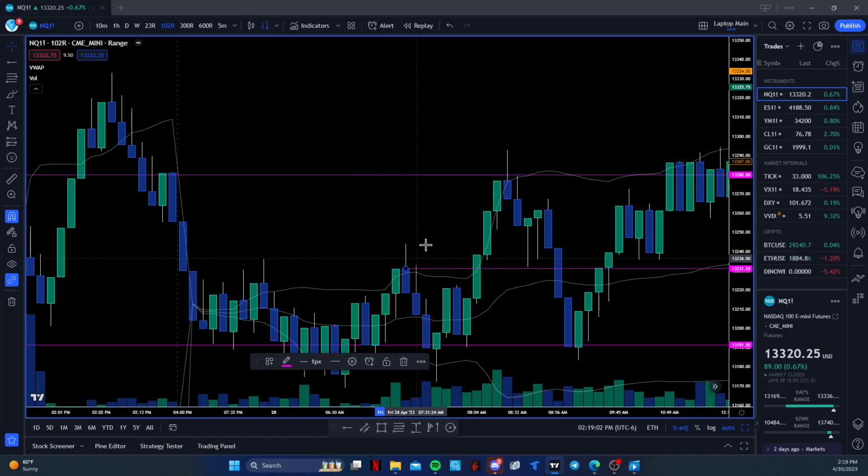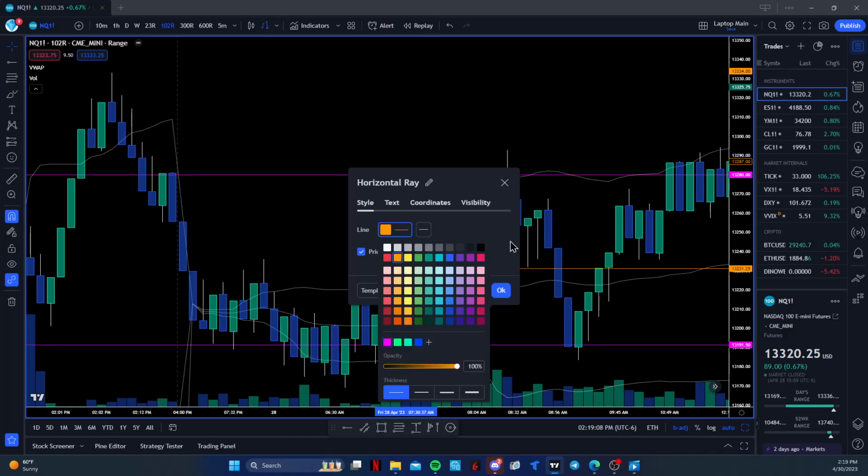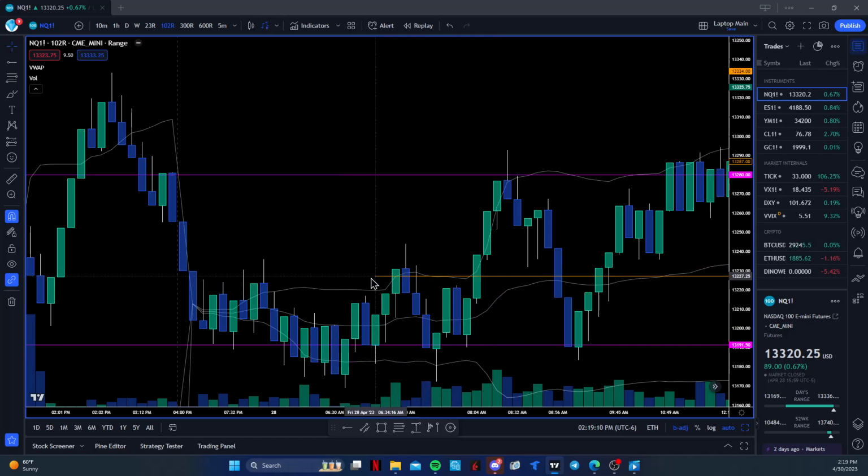Let's just pretend that that was our opening print. Let me change it to orange. I think it was actually a little bit lower. I want to say it was right here. But that's our opening print, right? So we got a level down here and a level up here.